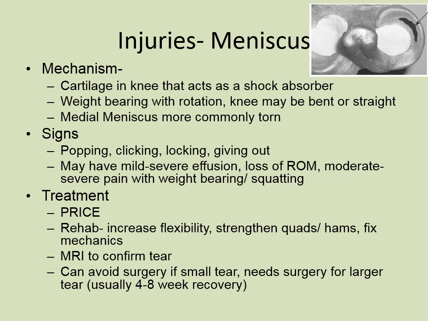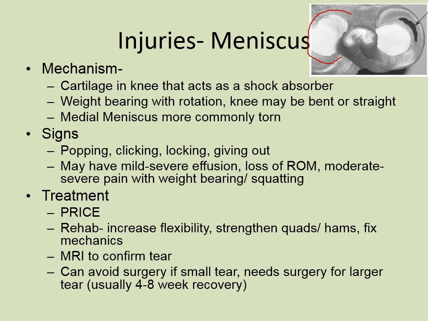So another type of joint structure you can injure is the meniscus. Remember that the meniscus is cartilage in the knee that acts as a shock absorber and also helps to provide some stability to the joint. So this is our medial meniscus here, and this is our lateral meniscus here. That's showing a little tear in it in that picture.